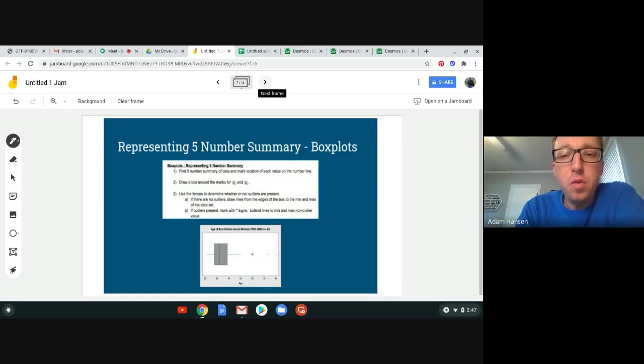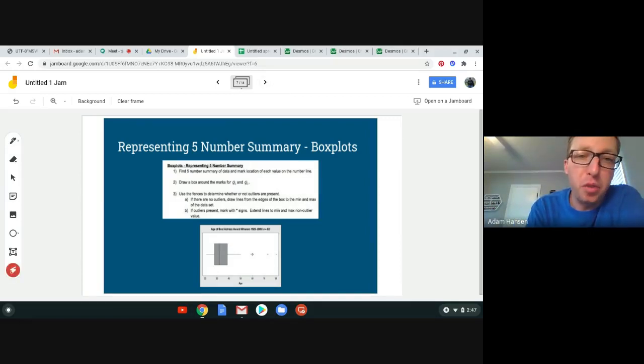All right, so how do we use the 5-number summary and outliers to make a box plot? So obviously the first step, we have to know what points denote the box plot. So we'll need to find the 5-number summary. And we'll mark the location of the min, max, Q1, Q3, and median on a number line.